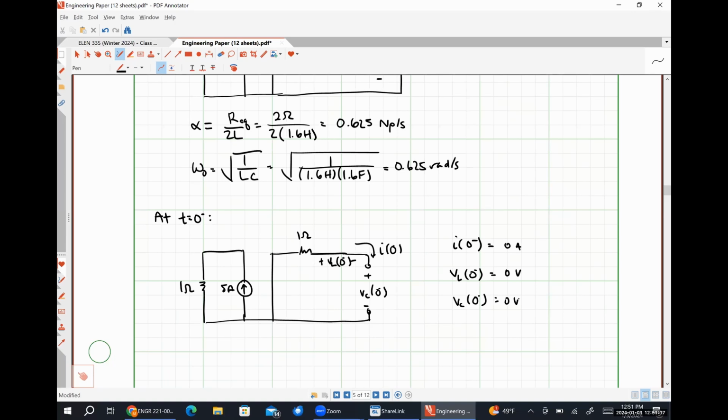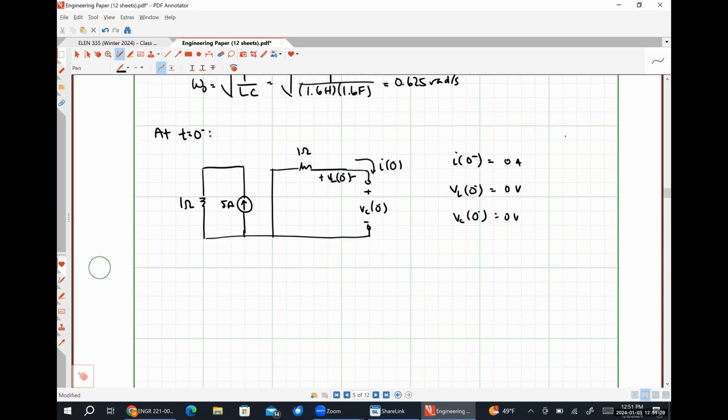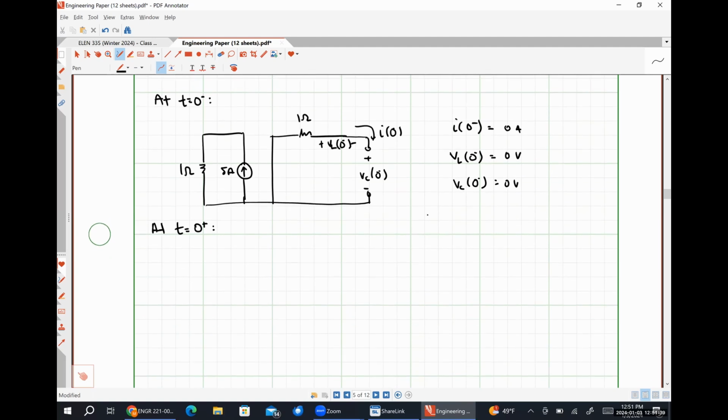So are we all okay with our analysis at t is equal to 0 minus, where when our RLC circuit isn't connected to a source, we don't have any energy stored? All right. At t is equal to 0 plus, this is what our circuit's going to look like. So here we have a 1 ohm resistor. Here's our 5 amp source.